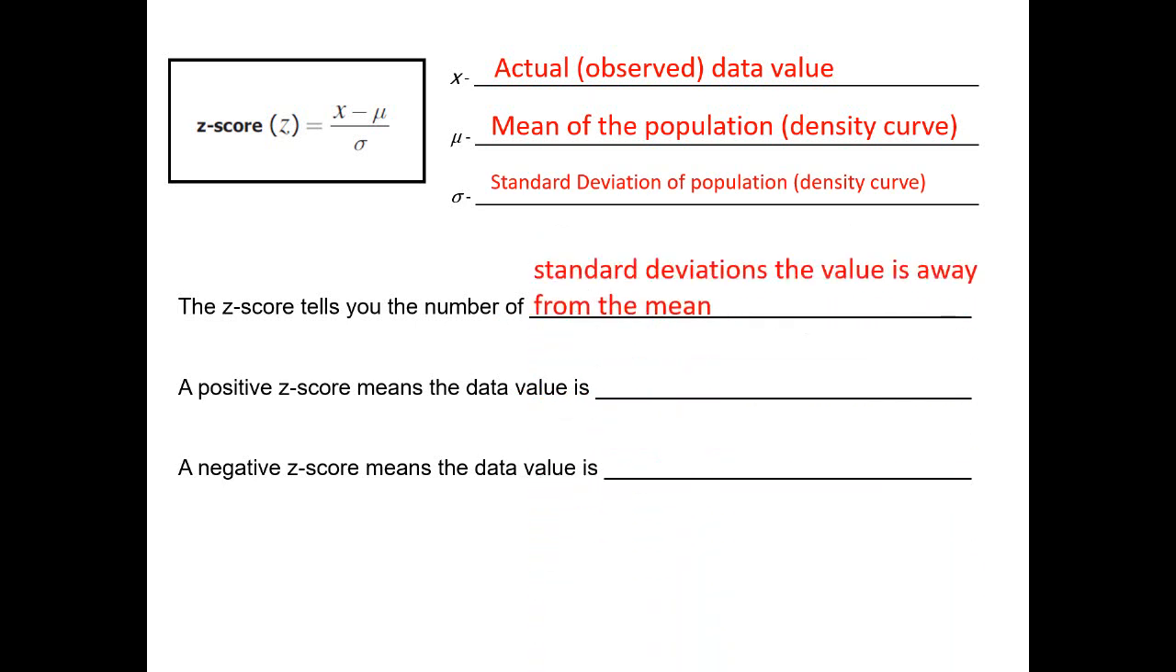And again, that z-score is going to tell us how many standard deviations we are from the mean. If the z-score is positive, and our standard deviation is always going to be positive, that means that x is bigger than mu, meaning that data value was above the average. If it's negative, that means that x is less than the mean, which means that our data value is below the average.